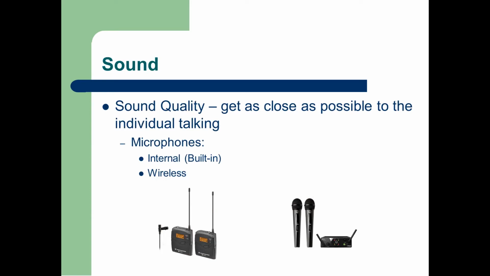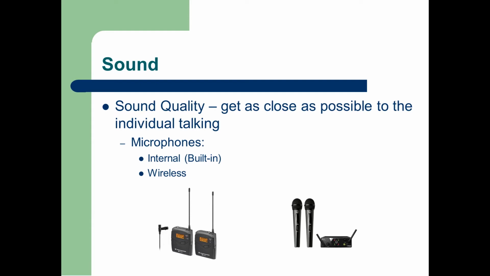Sound is very important with video. The sound quality is better as you get closer to the person talking. So there's microphones that are built into the camera. These generally aren't very good. They can pick up noise while you're adjusting controls on the camera. A better way is to use a wireless microphone and receiver. This is best for interviews and talking heads. And it can be lapel mounted or handheld.